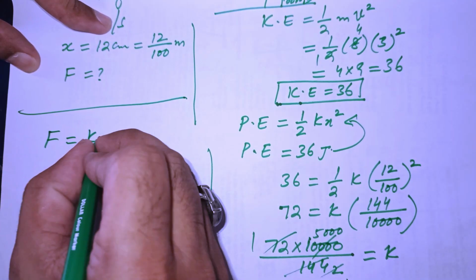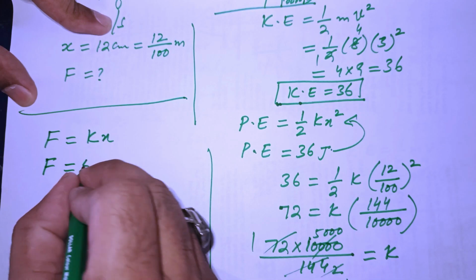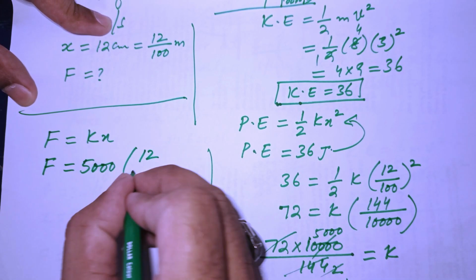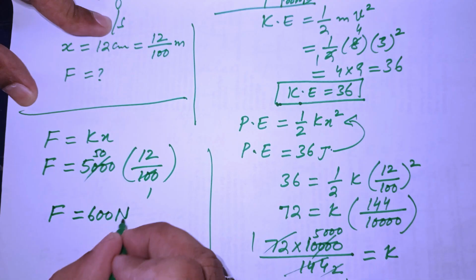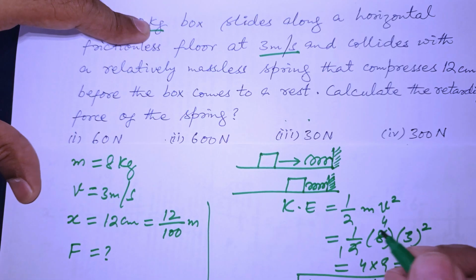F equals Kx. So F equals K, which is 5000, times x, which is 12 over 100. So the force is 600 Newton. So your correct option will be the second one.